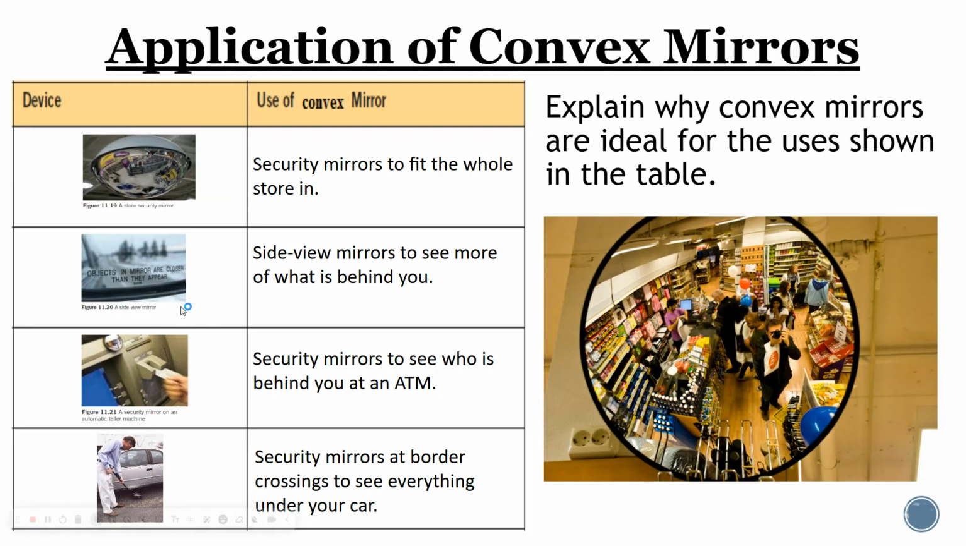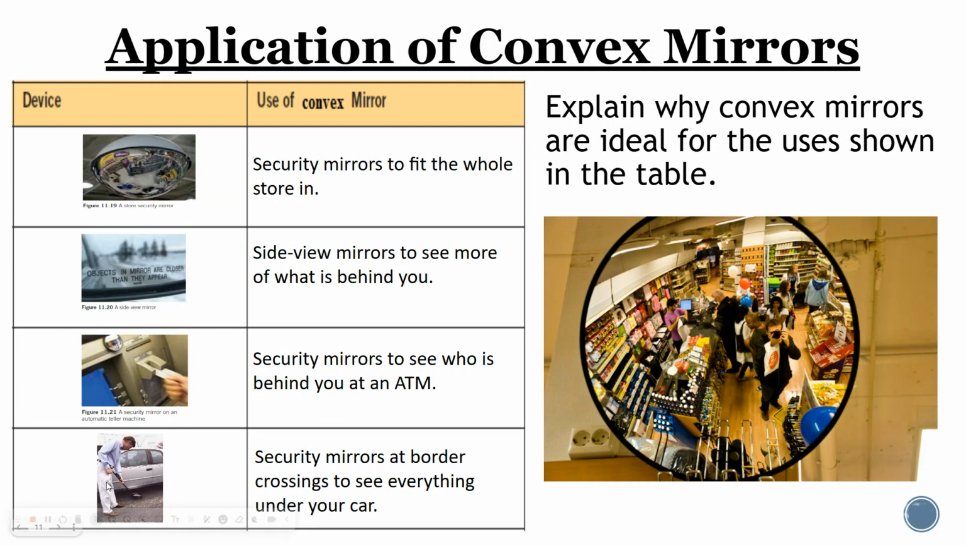Here we have rear view mirrors, side view mirrors, and you can see this little statement here. It says objects in the mirror are closer than they appear. But side view mirrors, the reason they're convex is because they allow you to see more of what's behind you when you're driving. If you've ever gone to an ATM to withdraw money, they have these little security mirrors here that are convex, so you can see more of what's behind you for security purposes.